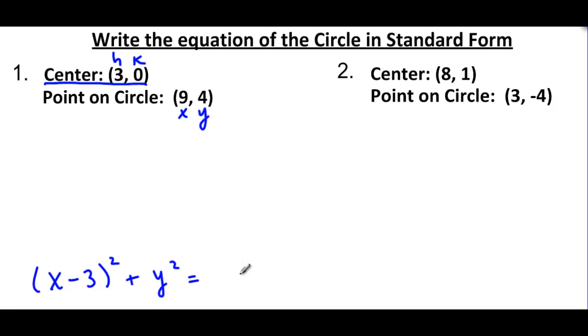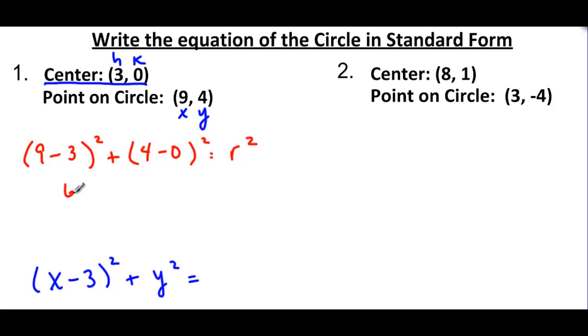So the problem is I don't know what my r squared is. So we're going to actually use the equation itself to help us out. Now the standard form of our equation is (x minus h) squared plus (y minus k) squared equals r squared. Well, I know what the x and h is, so I know my first parenthesis is x minus h. My second parenthesis is y minus k, or 4 minus 0.